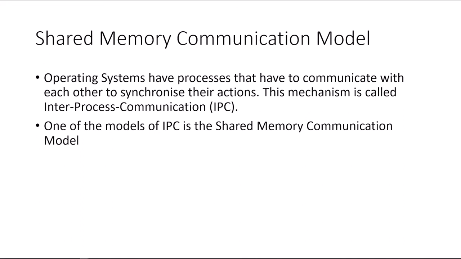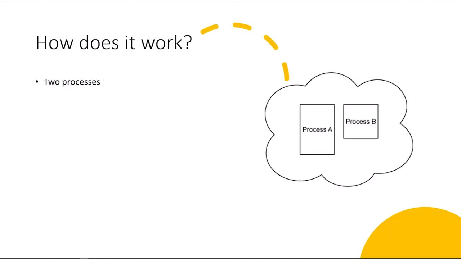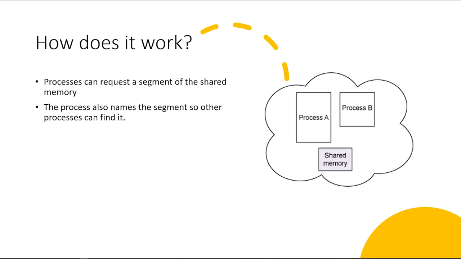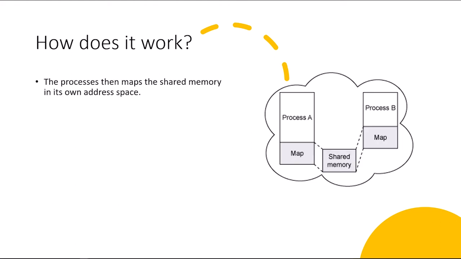It's where an operating system maps a memory segment in the address space of several processes so that several processes can read or write in that memory segment without calling OS functions. So how does it work? There's two processes. A process will request a segment of the shared memory by initializing the memory segment to prepare it for use. The process names it so other processes can find it. The process then maps the shared memory in its own address space, therefore it's enlarged by the size of the shared memory. So basically process A has gotten bigger by the size of the shared memory, so it's mapped it.